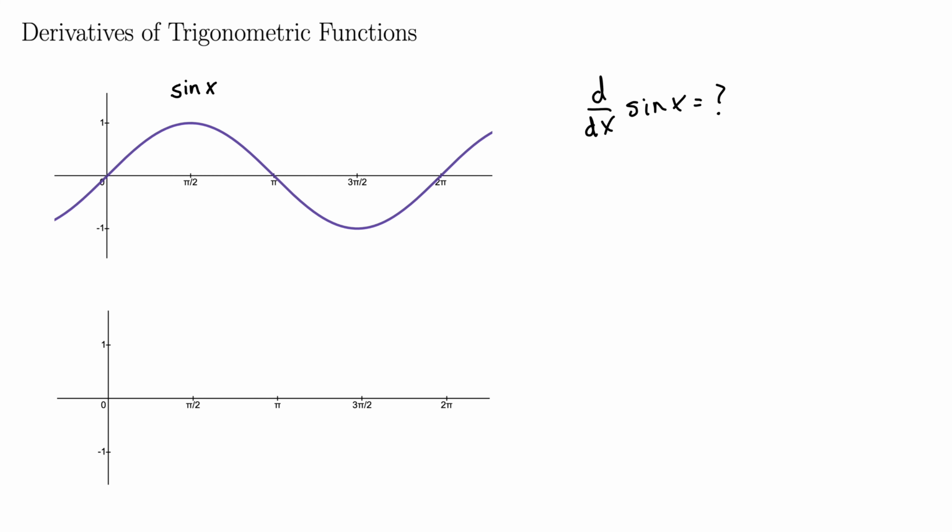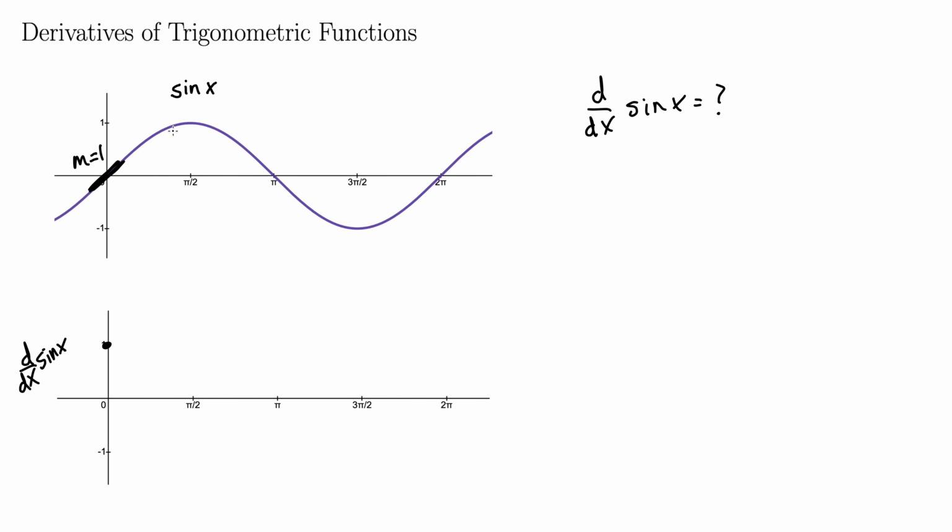Let's just look at the slopes of the tangent lines at certain places here with sine x. For instance, let's look at x equals 0, right? I can imagine a tangent line in here. That slope to me looks about like 1. So on this bottom set of axes here, let's plot the derivative of sine x and see if we can plot these points together and connect them and see what happens. Okay, so at x equals 0, we have a derivative of 1. So I'm going to go ahead and plot the point 1 here.